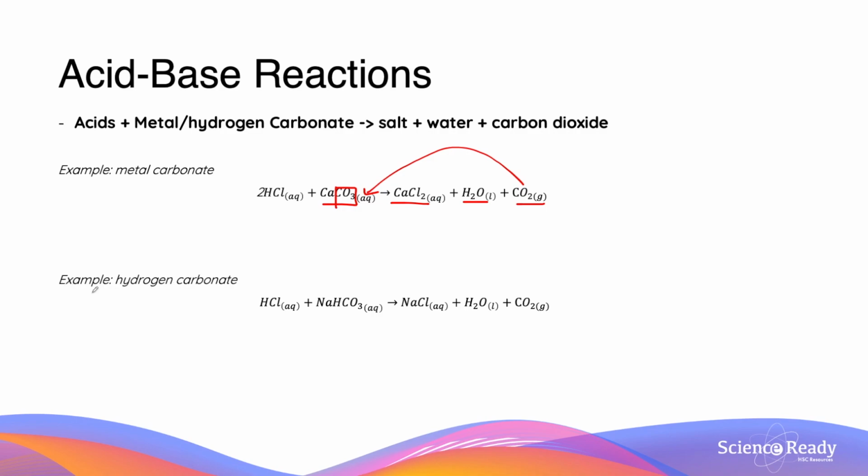Now we look at this other example, which is hydrogen carbonate. So we're using sodium hydrogen carbonate in this case. It's exactly the same thing. HCl plus NaHCO3, we get salt, water, and carbon dioxide.